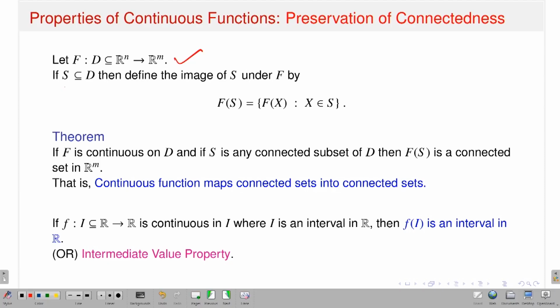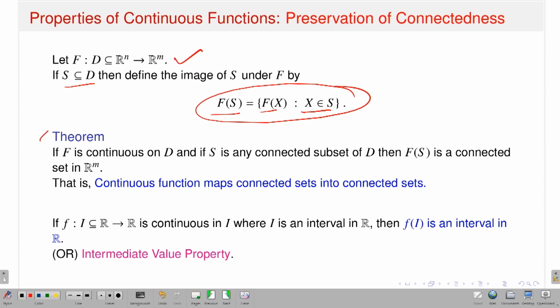Now, if I take any set S subset of D, this is called the image of f at x, which is nothing but the value of f at x where x is running over S. That is the image of S under the map capital F, or capital F acting on S.